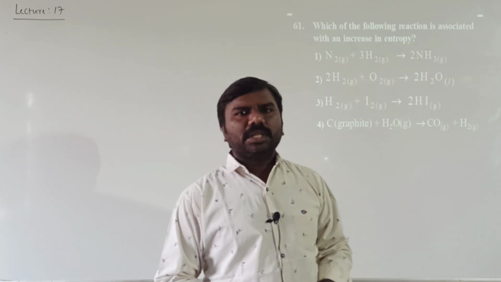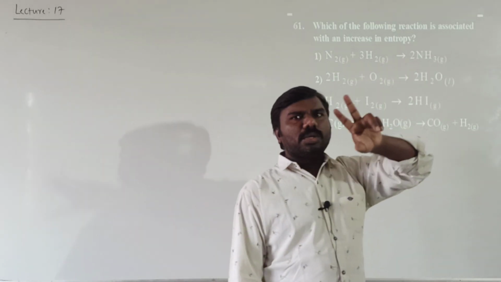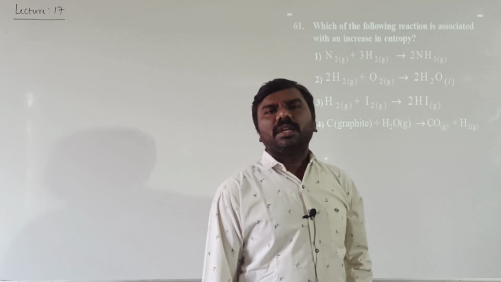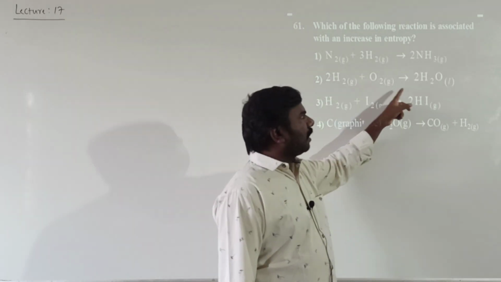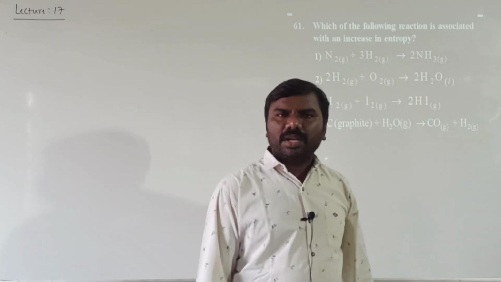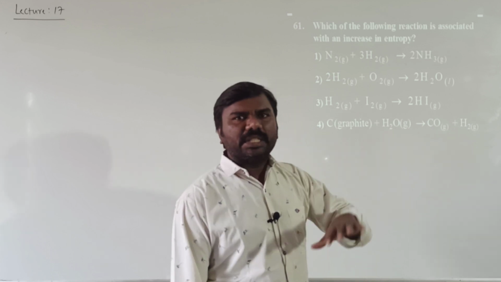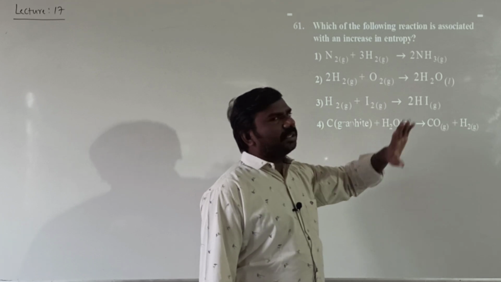Getting, students? Here 4 gaseous molecules are converted into 2, it means randomness will be less. Next, 3 gaseous molecules are converted into liquid. Liquid has a little bit of order, that's why randomness decreased or disorder decreased. H2 plus I2 gives rise to 2HI.